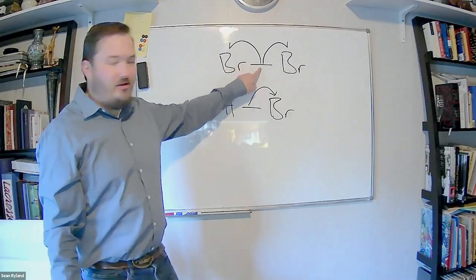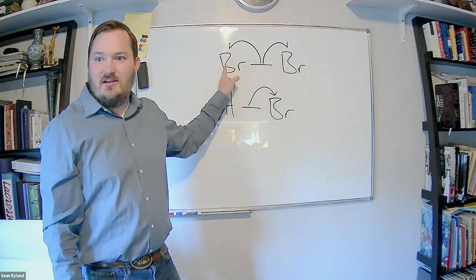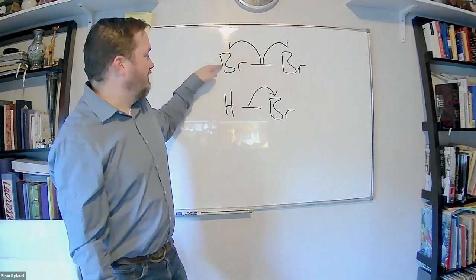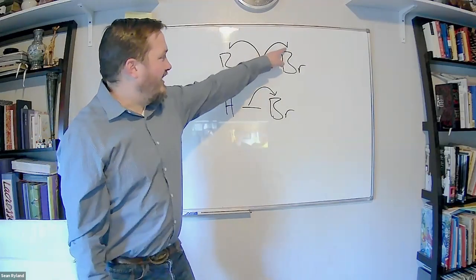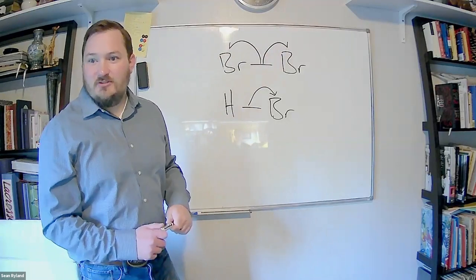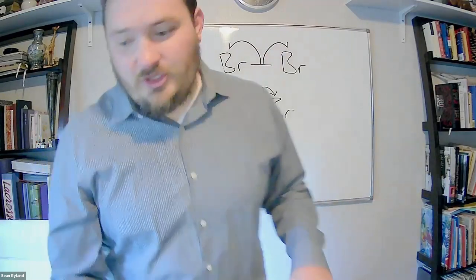But if you have something where you've got the same strength on both sides, then you can wind up with a homolytic cleavage where one electron goes with one bromine, one electron goes with the other. And we indicate that with the arrow type, with the barbs on the arrows. So good question.